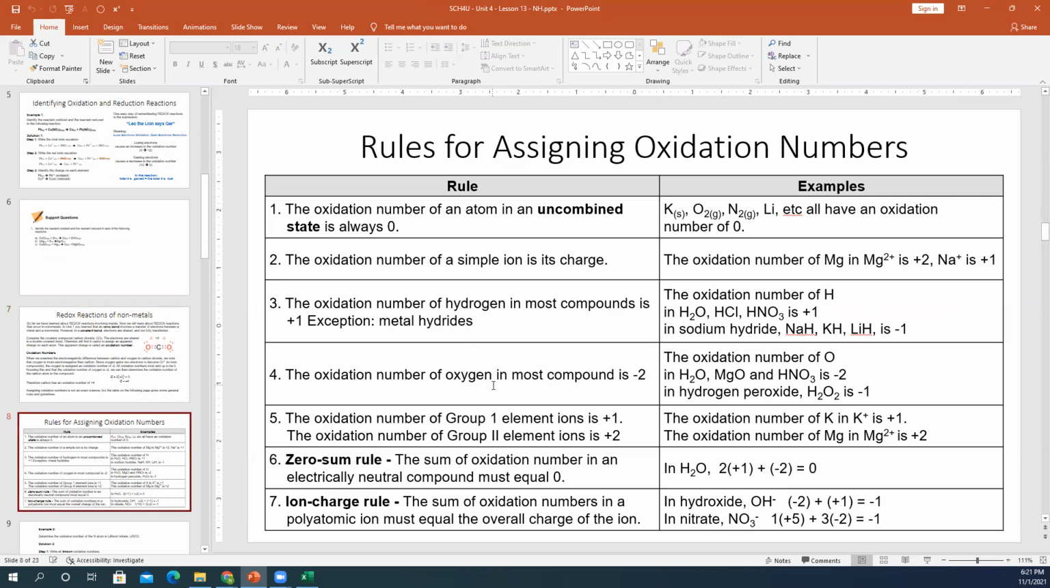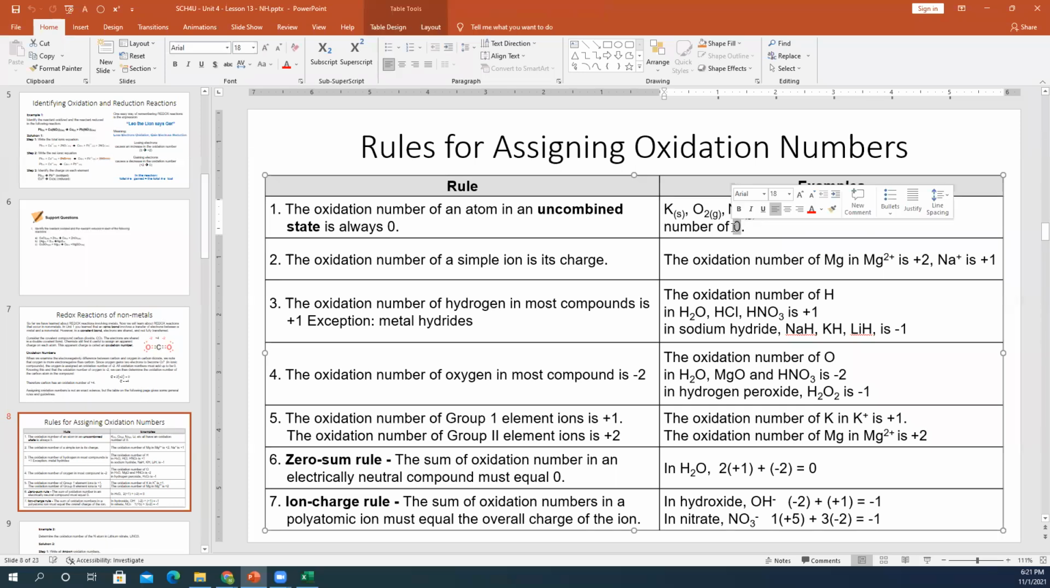In this table, the rules for assigning oxidation numbers: the first rule is that the oxidation number of an atom in an uncombined state is always 0. Whenever you have an atom on its own, such as potassium, O2 gas, N2 gas, or lithium, all of these atoms are uncombined. They are on their own, and in this uncombined state, they all have an oxidation number of 0. So that's the first rule to keep in mind.